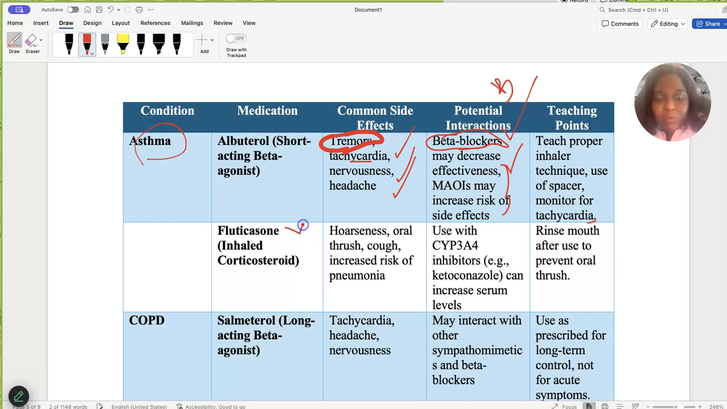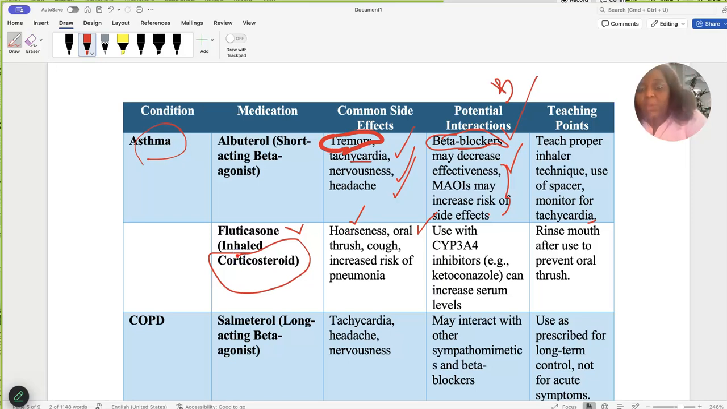What about fluticasone? Hoarseness, oral thrush, cough, increased risk of what? Pneumonia. These are things that we can potentially get as a side effect of fluticasone. Hoarseness and oral thrush are very, very common on the exam. Oral thrush with steroids will be on your exam. You got to know it.